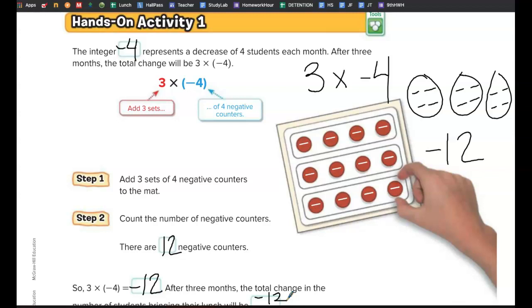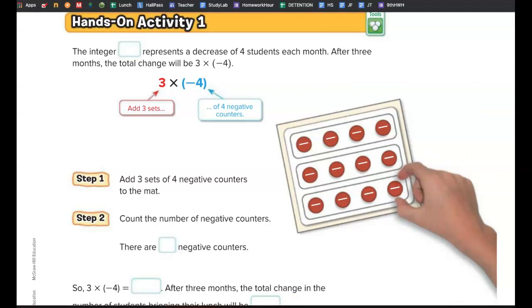You're decreasing by 4 students each month, so yes. Because I'm reducing the number of students who bring their lunch, or eat school lunch, whichever it is. Okay? Questions so far? Okay, go to the next page.